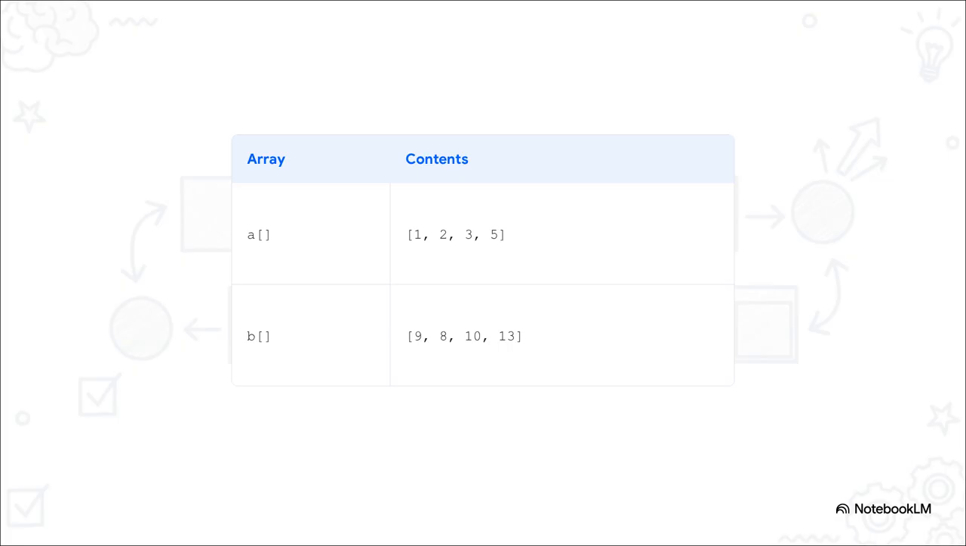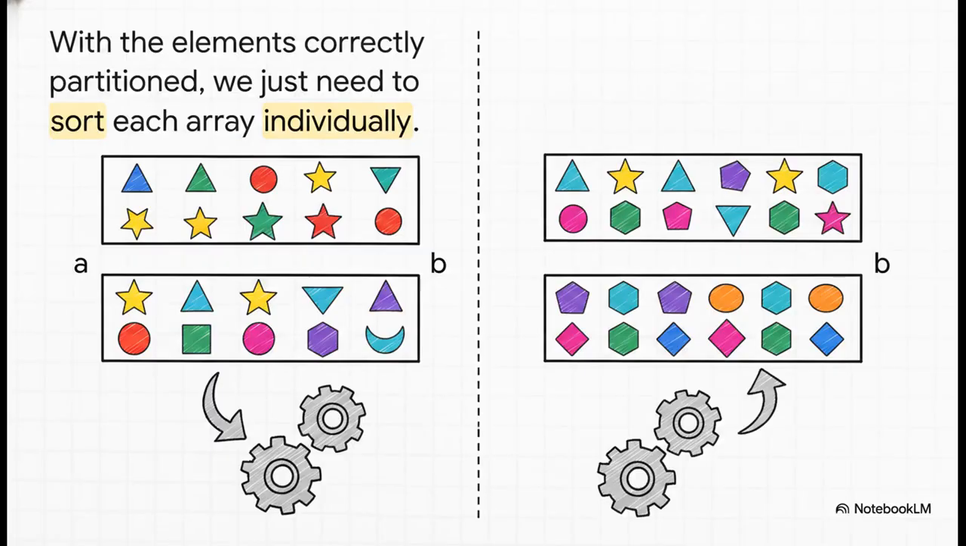Array A and array B aren't sorted internally just yet, but we've achieved something absolutely crucial. All the smaller elements are now in the first array, and all the larger elements are in the second. They are correctly partitioned. And this leads us to the final and kind of brilliant step. Since all the small elements are now in A and all the large ones are in B, all we have to do is just sort each array on its own.